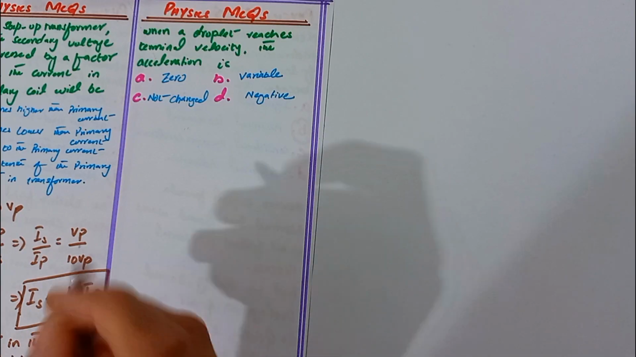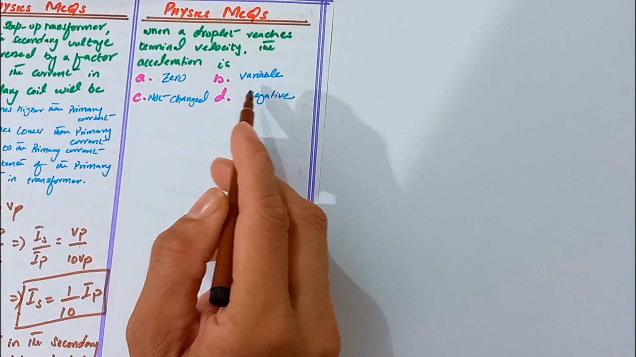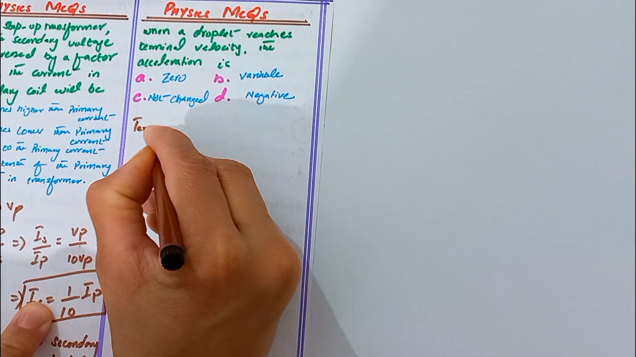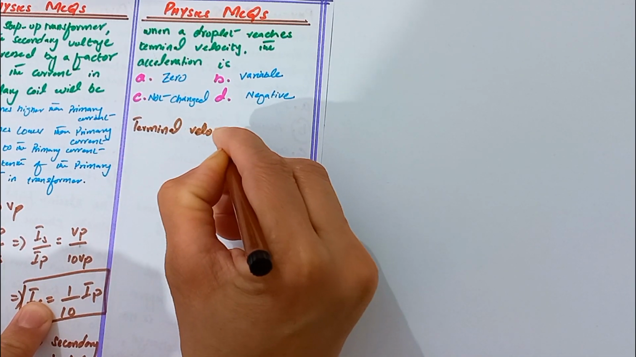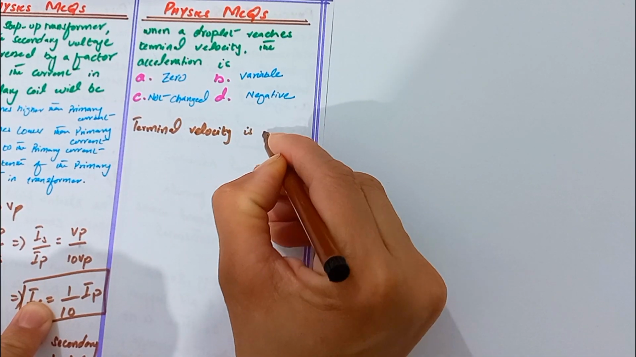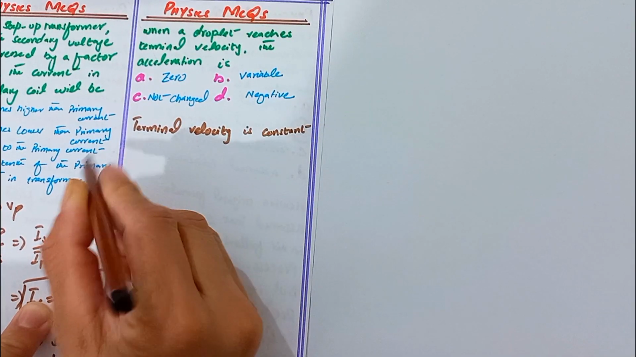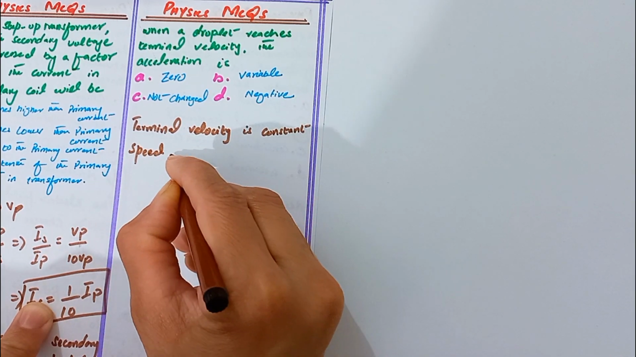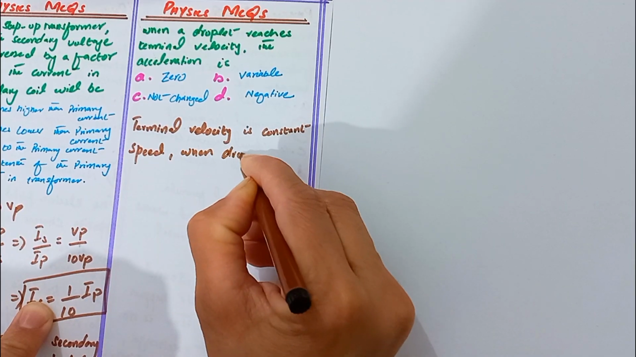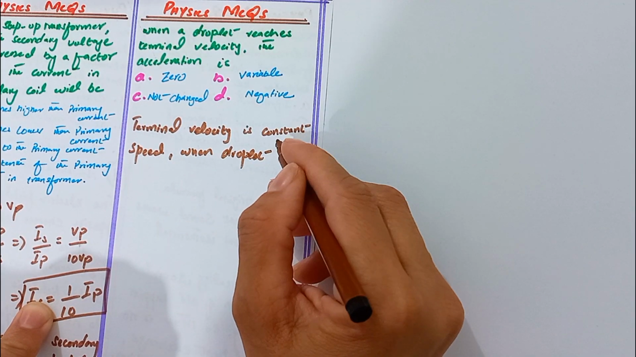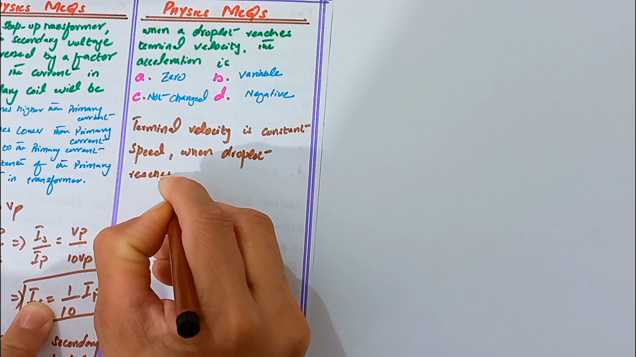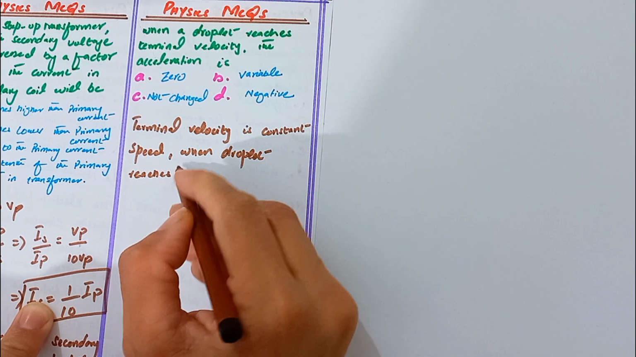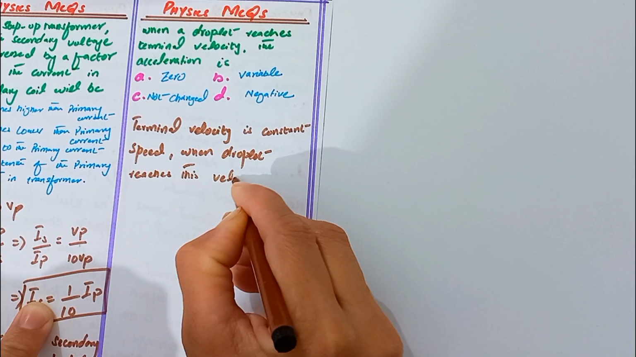Okay, now here we discuss the third numerical: when a droplet reaches terminal velocity, acceleration is 0, variable, not change, or negative. So here we write that terminal velocity is constant speed when a droplet reaches this velocity.